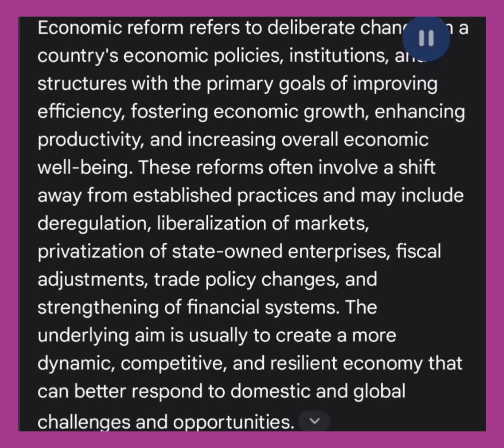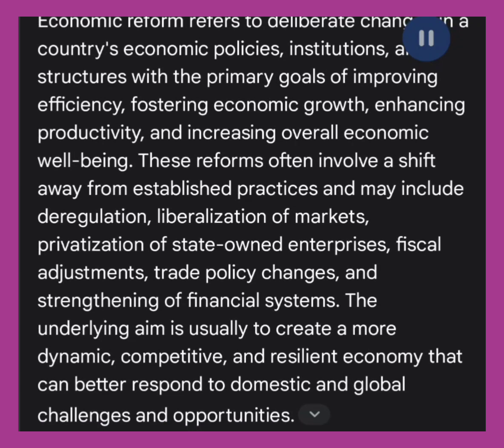The underlying aim is usually to create a more dynamic, competitive, and resilient economy that can better respond to domestic and global challenges and opportunities.